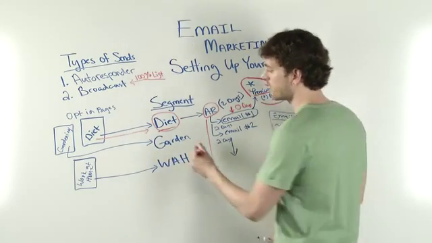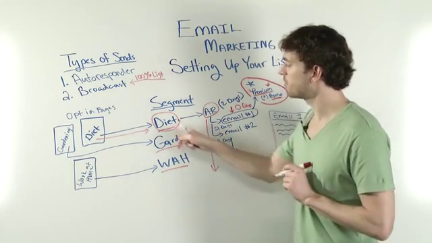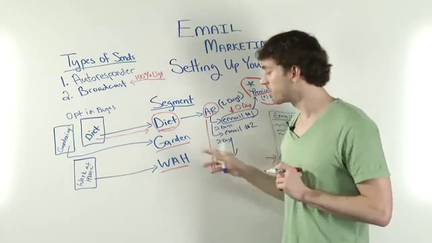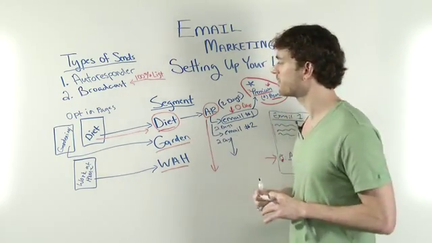It's very, very important and very crucial that you segment your list properly. You don't want people that opted in on a dieting page getting emails about gardening or working at home or vice versa. So all of this is very, very important.